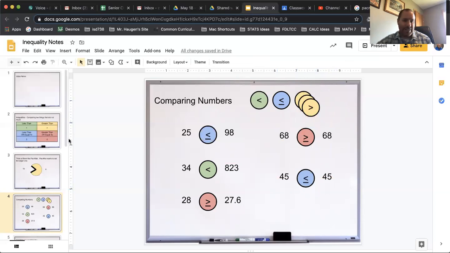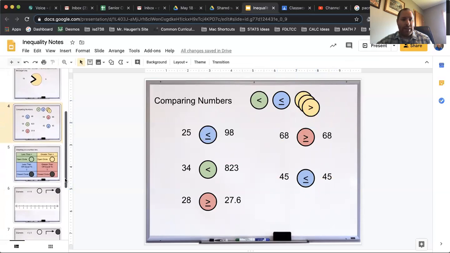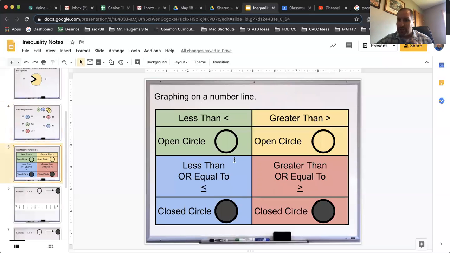And the last thing we're going to go over today is how do we graph inequalities on a number line, or how do we plot those inequalities? That's where we change a symbol into plotting some stuff on a number line. So how we go over this, if we use a less than or a greater than symbol, there's no line underneath.